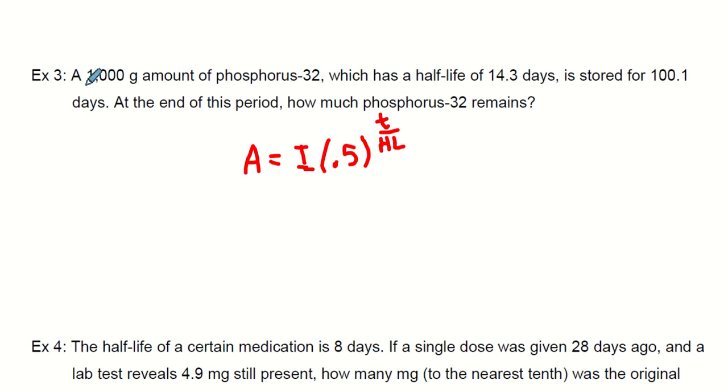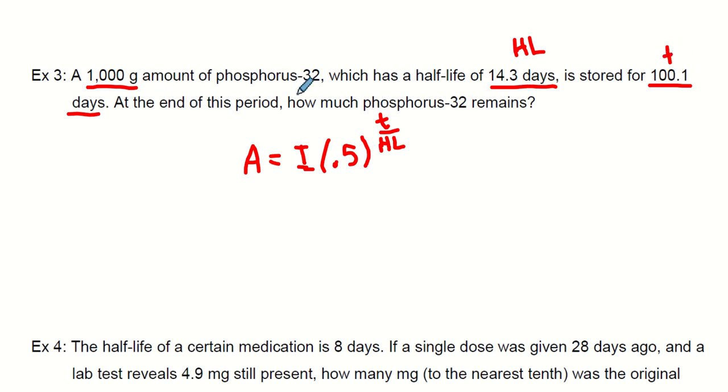So it says a 1,000 gram amount of phosphorus 32, and this 32 is not part of the problem. That's just the name of the element. So 1,000 grams of phosphorus 32, which has a half-life of 14.3 days. So that's my HL because that's my half-life. And it says it is stored for 100.1 days. So 100.1 days, that would be my time.